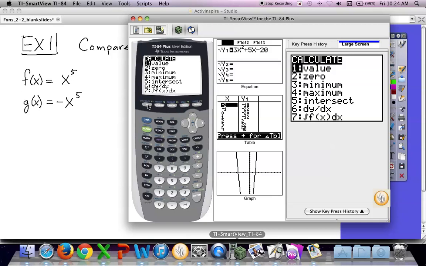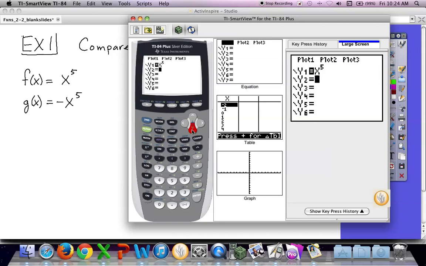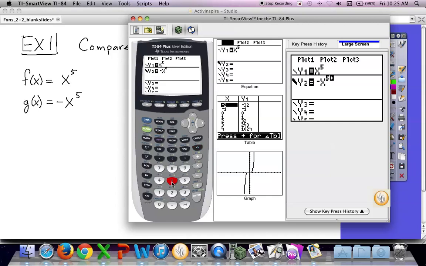Clear. Let me put in x to the fifth on one line, x hat 5, and then on the next line, which I will make a fat line so I know what's different, I'll put in negative x to the fifth, and then I'll graph.